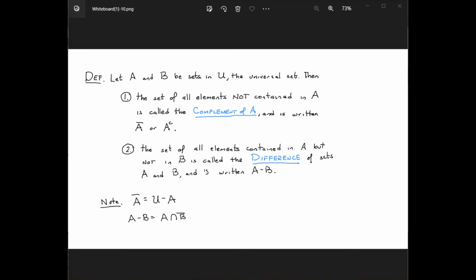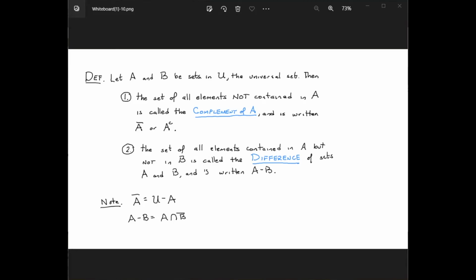And definition number 2 is the set of all elements contained in A, but not in B. And that's called the difference of sets A and B. And it's written A minus B. Okay, so be careful. You don't say A plus B when talking about sets. We have a union, which may be an analog to that, but we do have a difference. And A minus B would be the elements in A, but not in B. And B minus A is not the same as A minus B. B minus A would be the set of elements in B, but not in A.